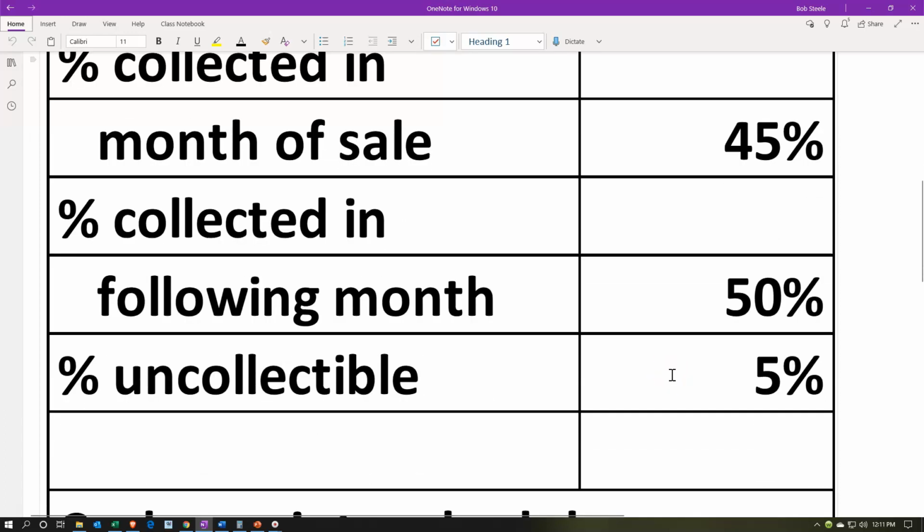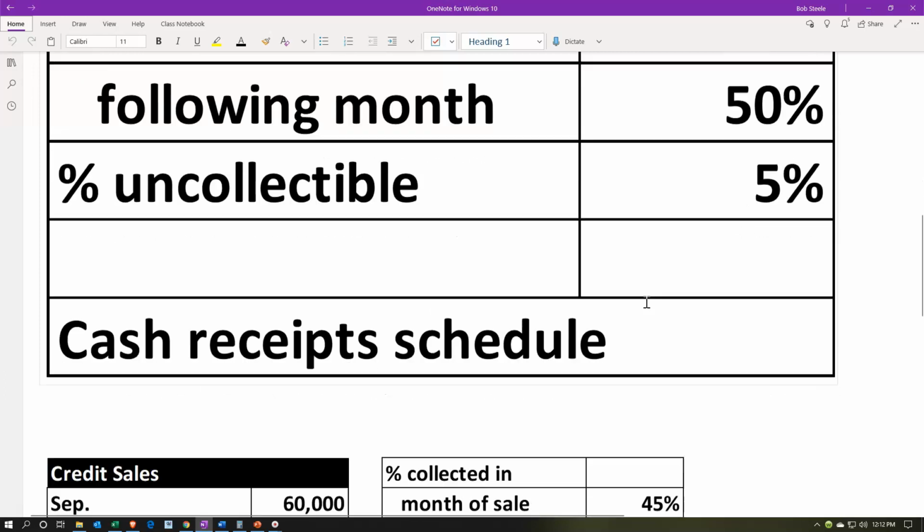And then we have the percent that will be uncollectible. So we have to assume that some of the sales that we have, just based on past history, we just can't collect on them. The people just disappeared and they didn't pay us, and it is what it is. So we're going to say that's 5%. Now whatever these assumptions are that we have about the collection, they obviously need to add up to 100% of the credit sales that we will have. So the 45, the 50, and the 5 adding up to 100.